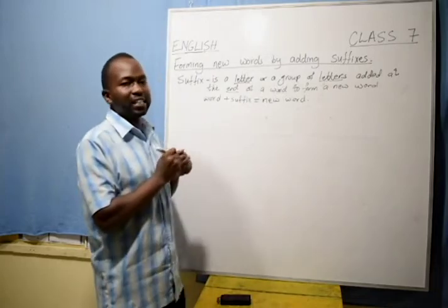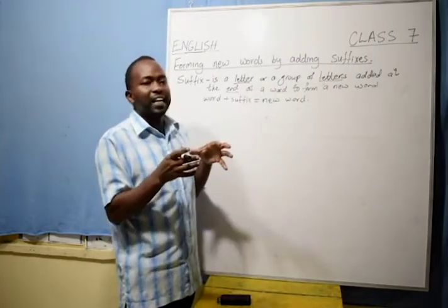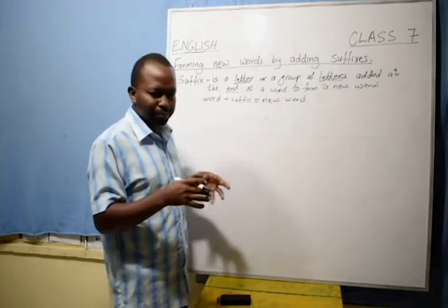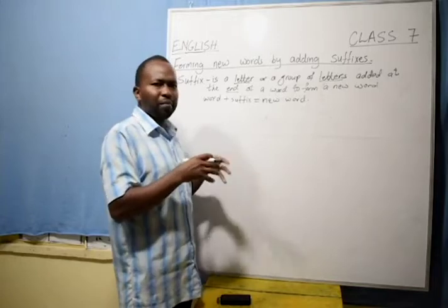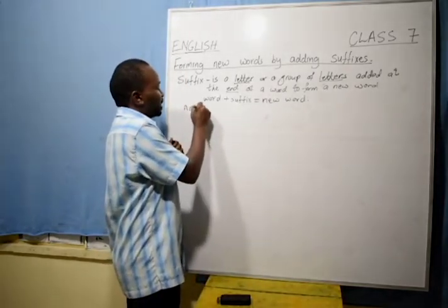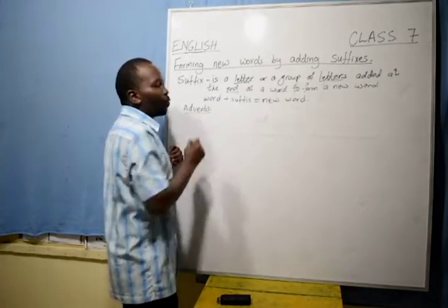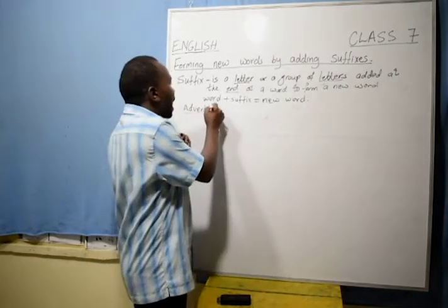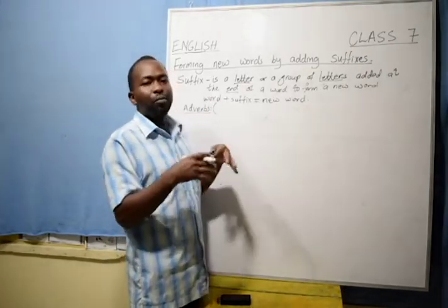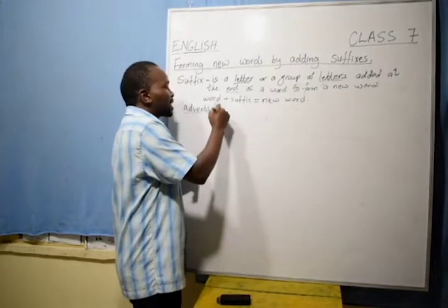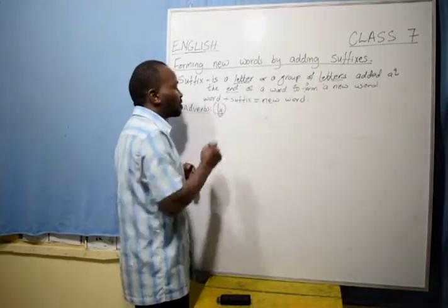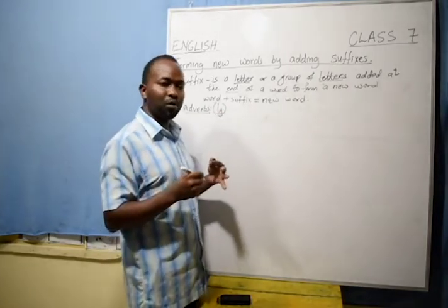This is an activity that we may have done in other areas, but we did not understand that we were adding suffixes. Where we have come across it most is in the formation of adverbs in English. When forming adverbs, we always add certain letters to a word so that we can form a new word. And the letters are L-Y. So L-Y is an example of a suffix.